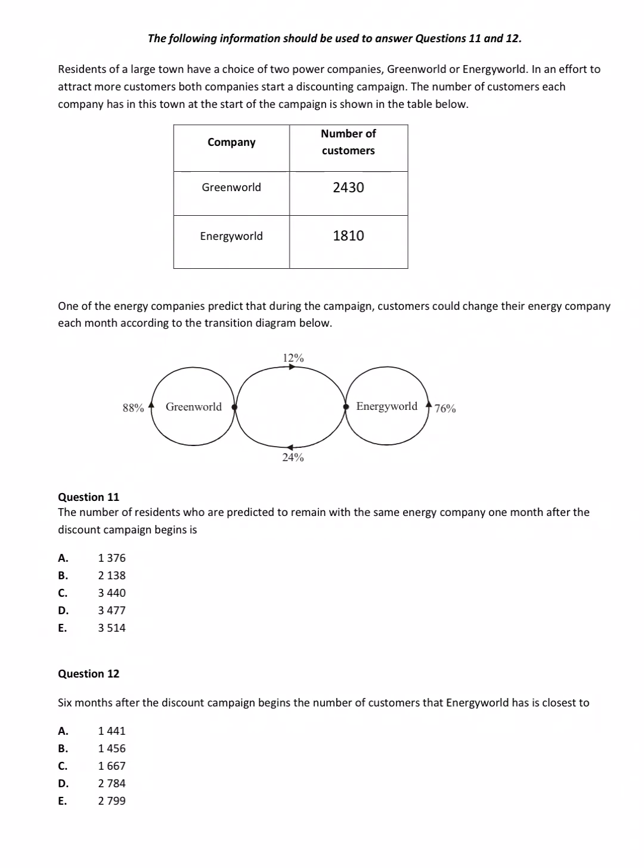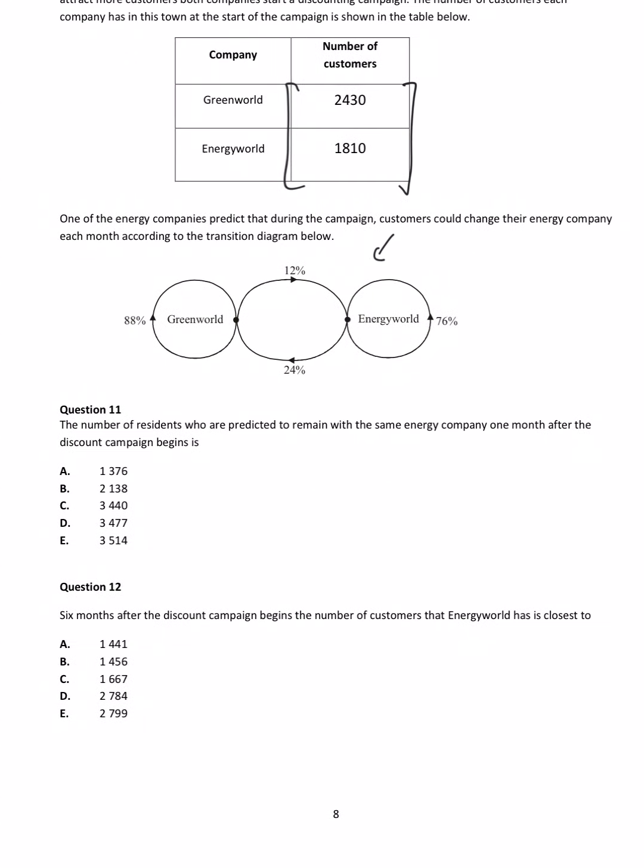Cool, so we've got pretty much the initial state. And we can use this transition diagram to make the transition matrix as well. So question 11: the number of residents who are predicted to remain with the same energy company 1 month after the discount campaign begins is... The key word in that question is that it wants to know the number of residents who will remain in the same energy company, just for 1 month. This transition diagram just shows the movement for each month.